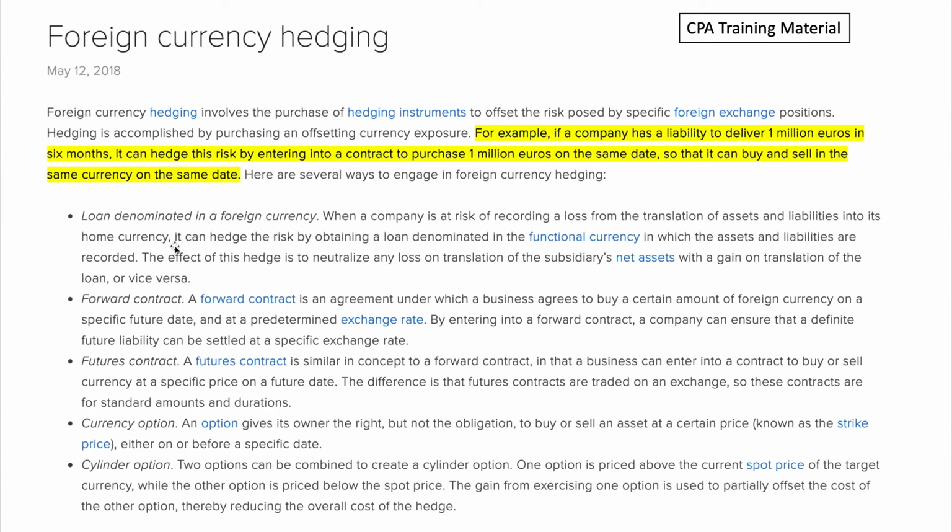forward contract, or using a loan. This is the money market, using a loan denominated in a foreign currency. The second one uses a forward contract. The third one is the futures contract. It's quite different with exchange-traded currency options, and they also have cylinder options, multiple options added together.